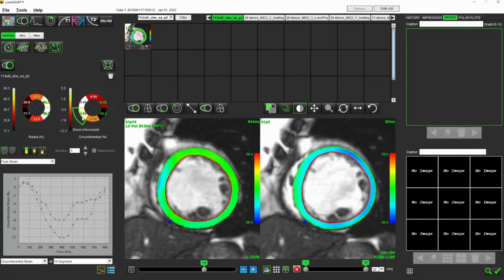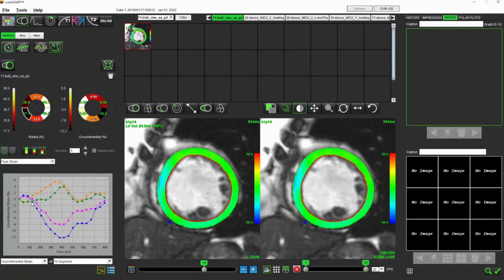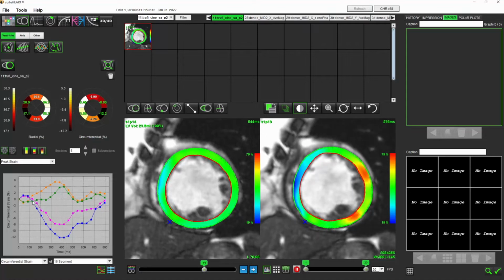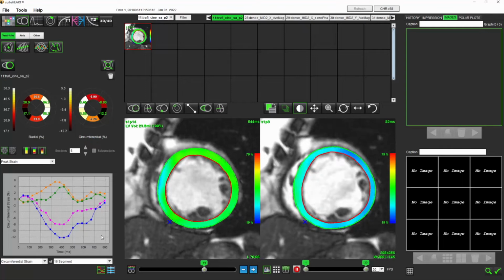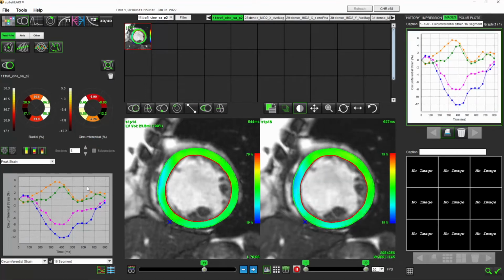Now if we compare that to the septal wall, you can actually see the strain pattern is quite different. That early contraction of the septal wall is terminated early and then carried on the contraction later by the lateral wall. Now I'm going to save this for later reference so we can compare to our DENS imaging.